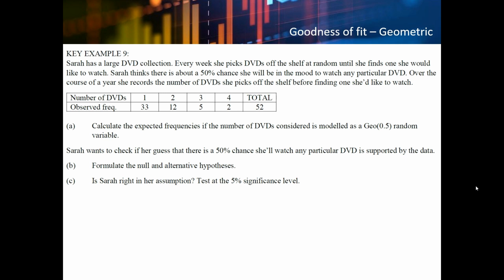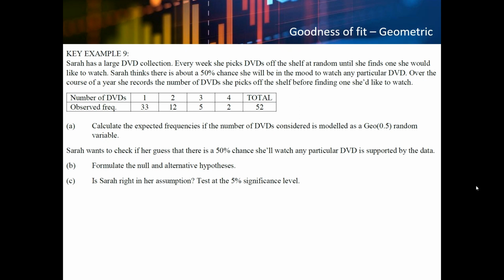So, again, straight in with an example. We've got here a large DVD collection, and Sarah's picking DVDs off the shelf until she finds one she would like to watch. So she's picking them off until one success. Great, definitely geometric distribution then. She thinks there's about a 50% chance she'll be in the mood to watch any particular DVD, and she apparently takes a record of these things. Again, just let the context roll over you.